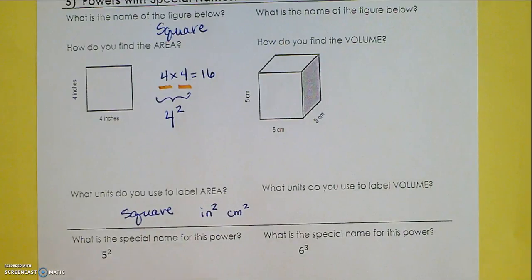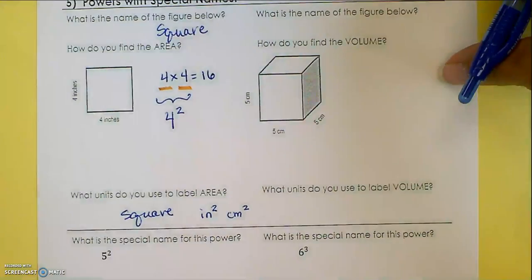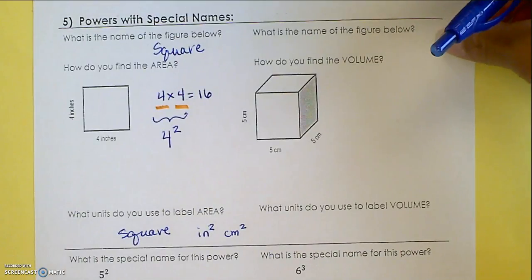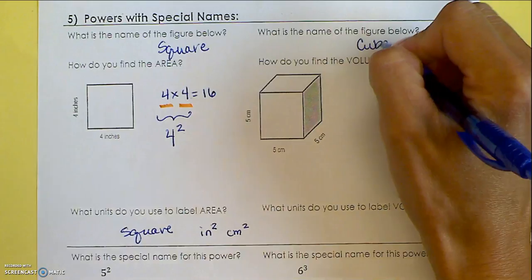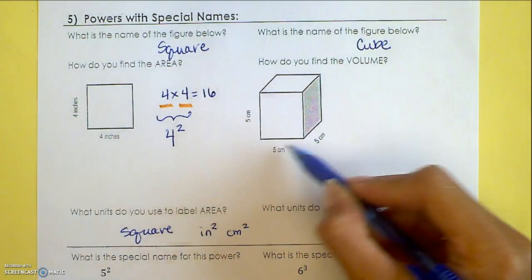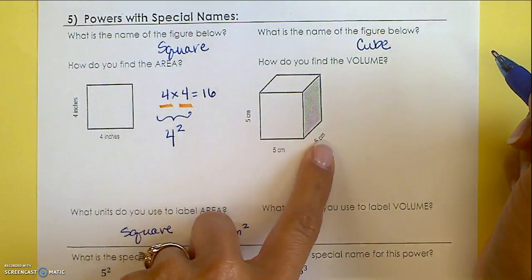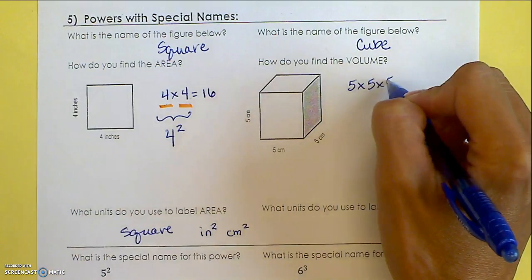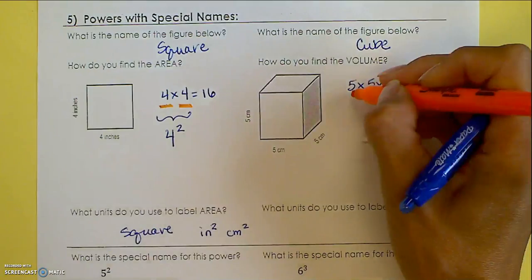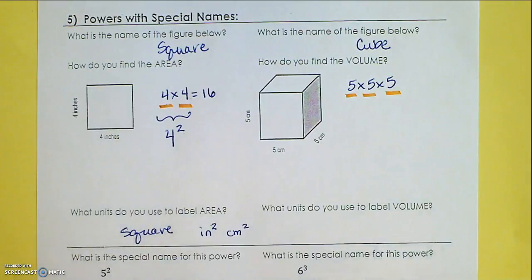Now let's take a look at the next shape we see here. Let me move my paper back down. What is the name of this figure below? Well, this is called a cube. And to find the volume of a cube, we would do length times width times height. So we would do 5 times 5 times 5. And if you notice, there's 1, 2, 3 of those.